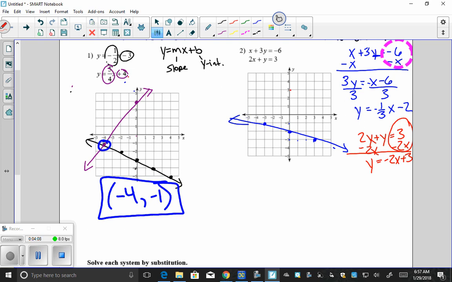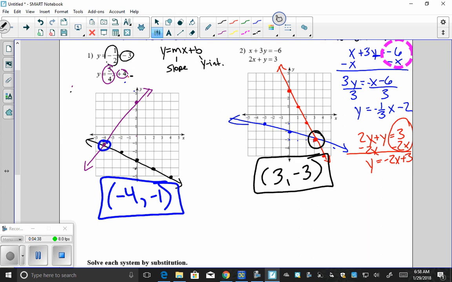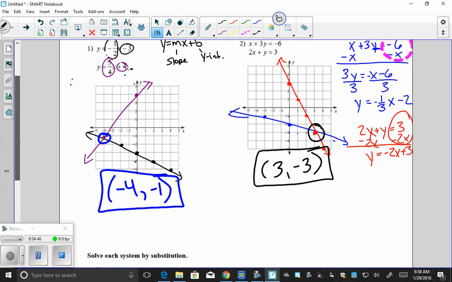So this time I'm going to go up 3, and my slope says I need to go down 2, right 1. Down 2, right 1, and so forth, and then connect. So my answer is this ordered pair, which is 3, -3. So that is how you solve systems of equations by graphing.